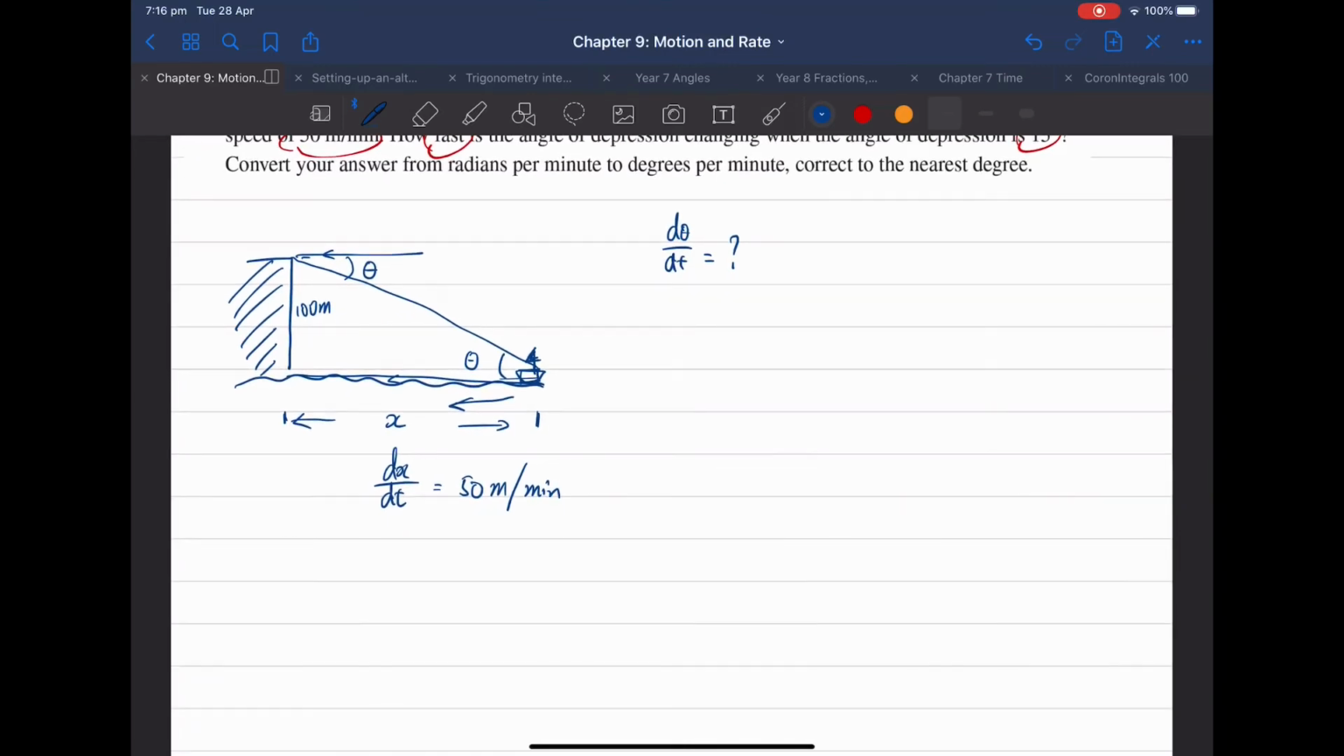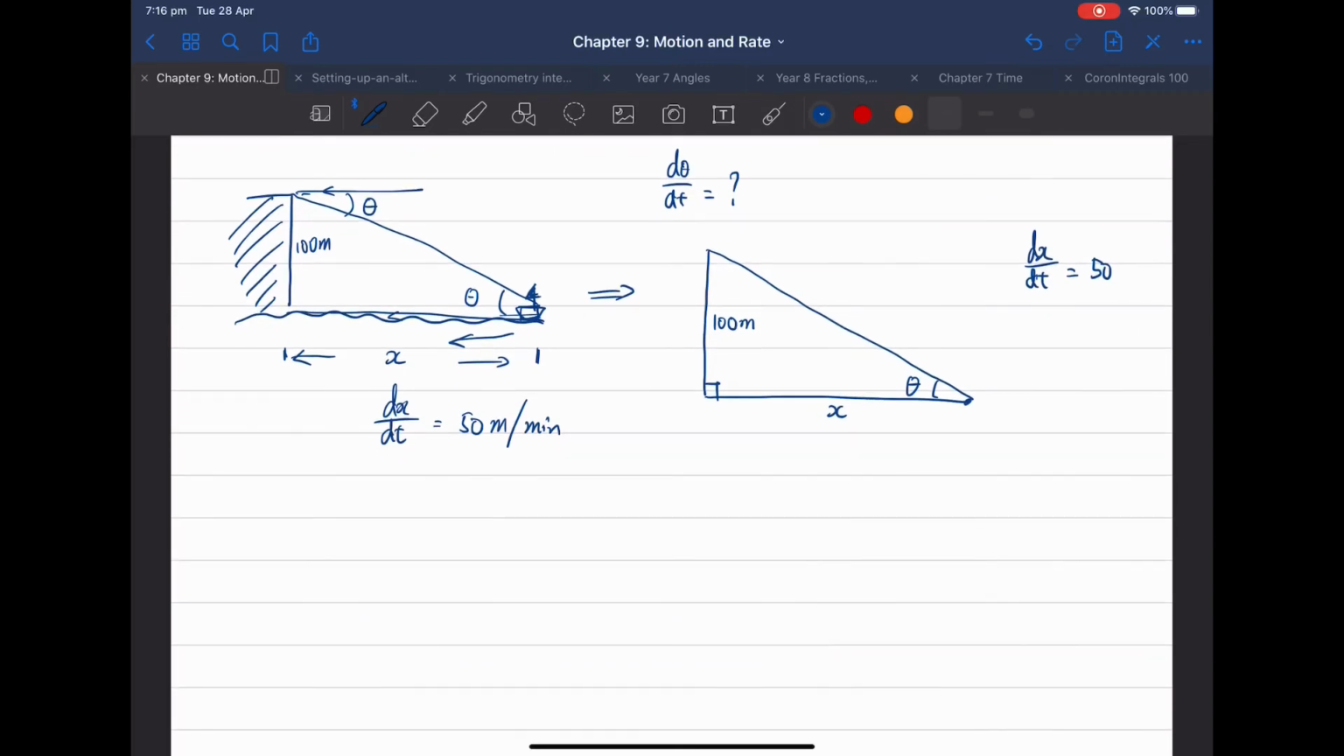What I normally do is, once we have finished drawing this diagram, I create a mathematical diagram, so we don't have those cliffs or the water, just straight lines. It's much easier to understand the question. So I'm going to redraw the diagram. That's 100. Here's the boat, but it's just a point. Here's theta. That's x, and we know dx over dt is 50. That's 90 degrees. So this is the diagram, and the question asks us to find d theta over dt.